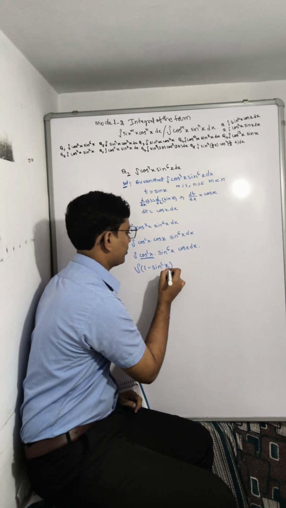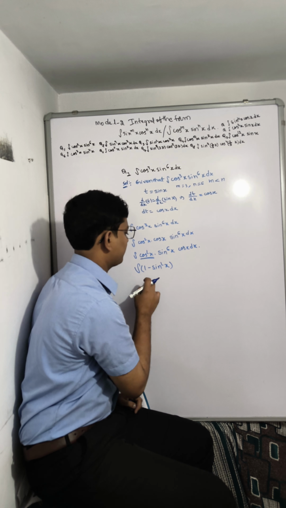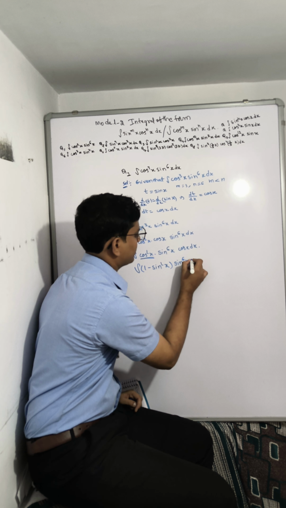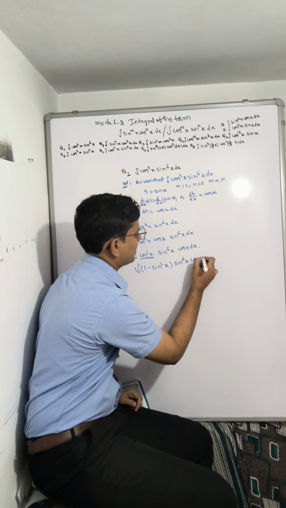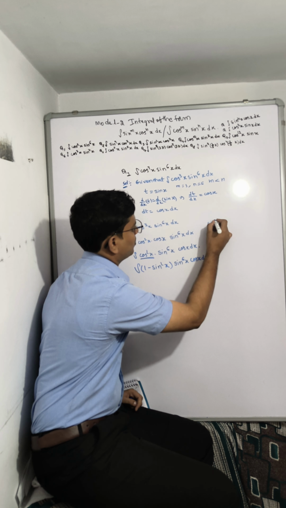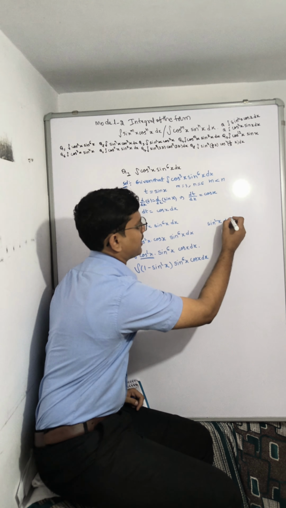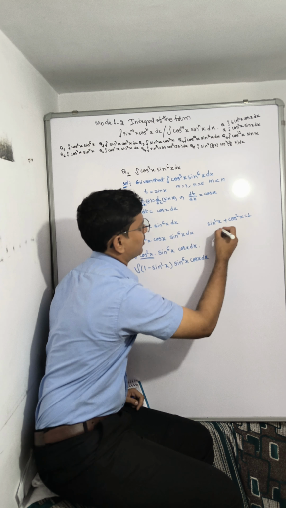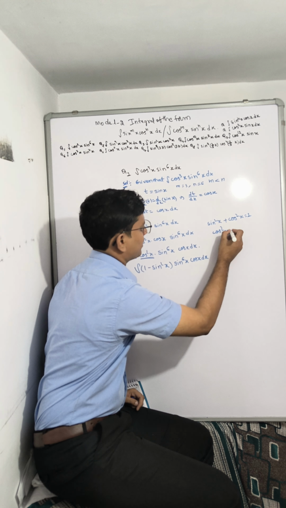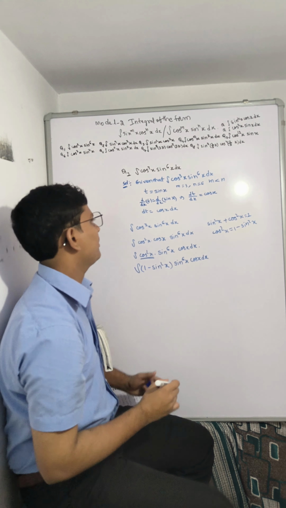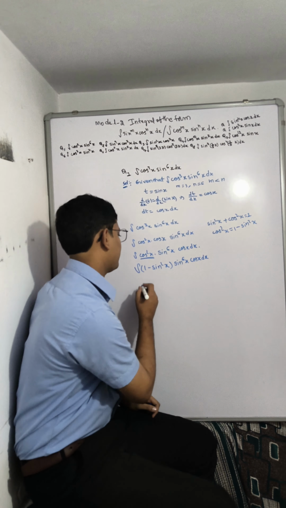I am saying from the first video onwards, cos square x means 1 minus sin square x, times sin to the power of 6x. How did 1 minus sin square x come? It came from this formula, sin square x plus cos square x is equal to 1. Now cos square x is equal to 1 minus sin square x.